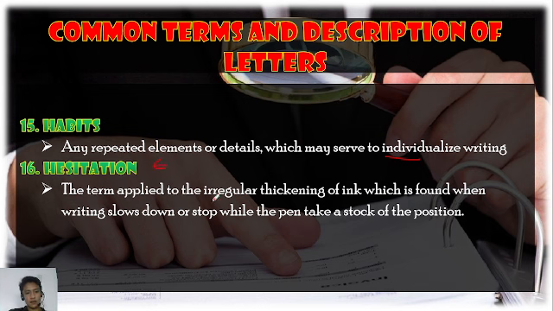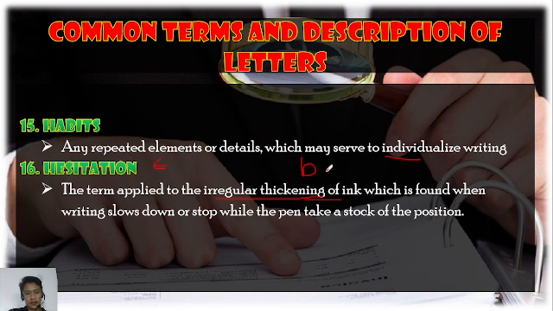And we have here also hesitation. This is a term applied to irregular thickening of the ink. These hesitations form irregular thickening of the ink. It is like when we are spelling, studying how to spell. Let's say you are not sure of the spelling of a simple word, a bag. It is simple but you forgot it. Then you start wondering how to spell bag. Is it B-E-G or B-A-G?